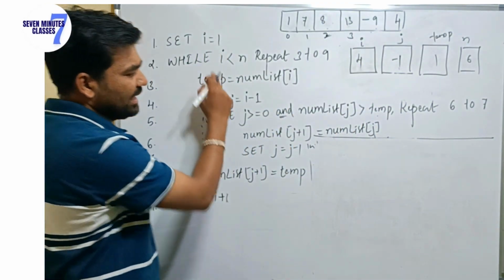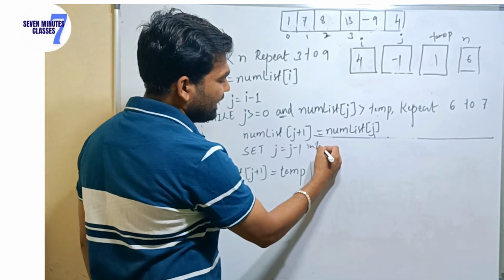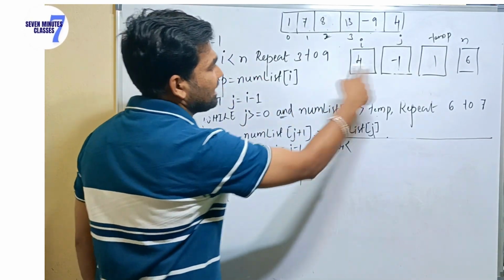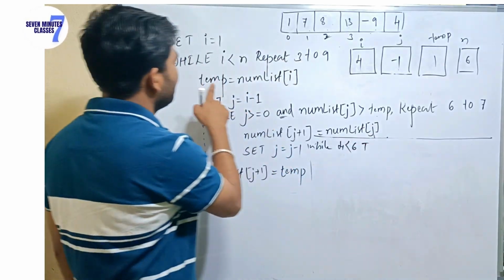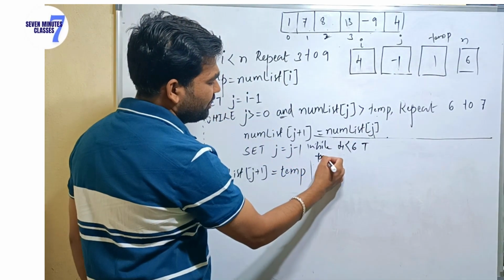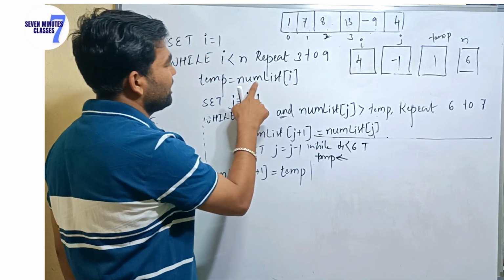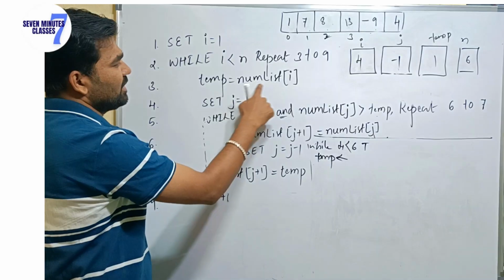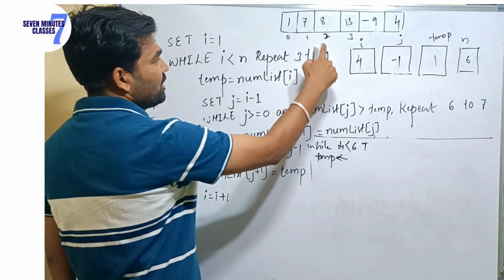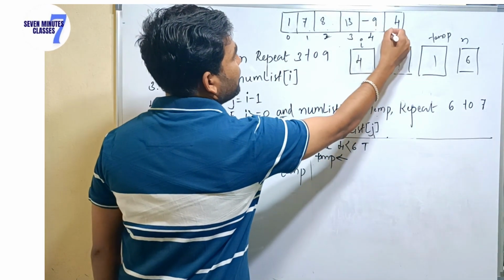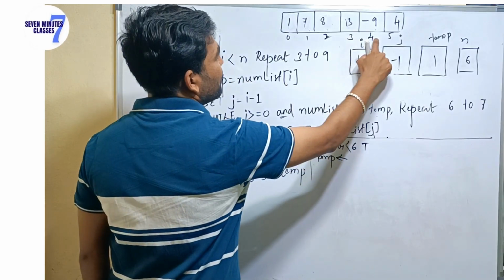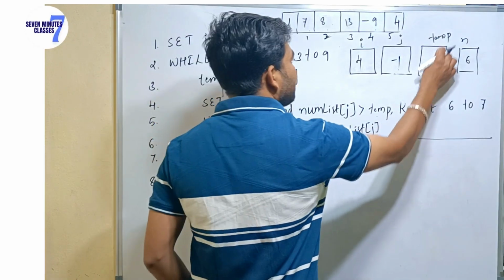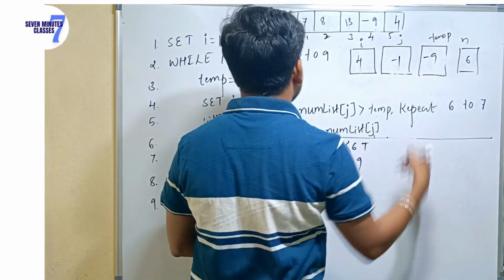Come back to this. I. What is I? While I means 4. 4 less than n. N is 6. Yes, it is true. Come back to this. That is temp. Then what is the value of temp will become? Num list of I. The I value is already 4. Num list of 4. What is num list of 4? Num list of 4 is this. Num list of 4 means minus 9. Minus 9 goes to temp. So I will change the value of temp into minus 9.